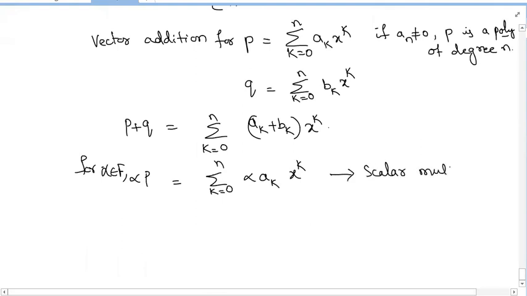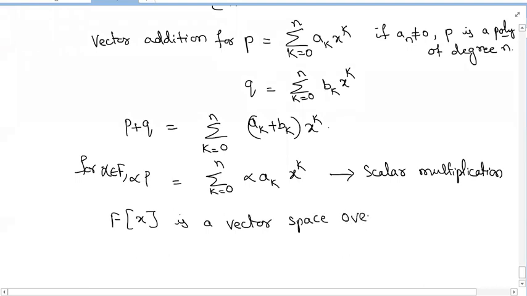With respect to this vector addition and scalar multiplication, we can verify that it is a vector space. F[x] is a vector space with respect to the above operations. It is a vector space over F only.